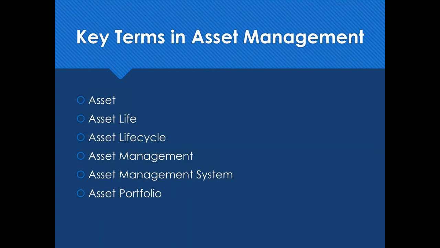Okay, and the asset management system for assets provides the function to establish the policy for the assets. So what are those policies or guidelines that take effect for managing those assets? The next one on the list is asset portfolio, which is a grouping of assets based on the type, the function, or the performance.